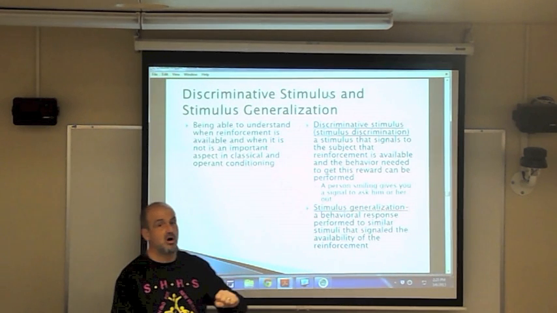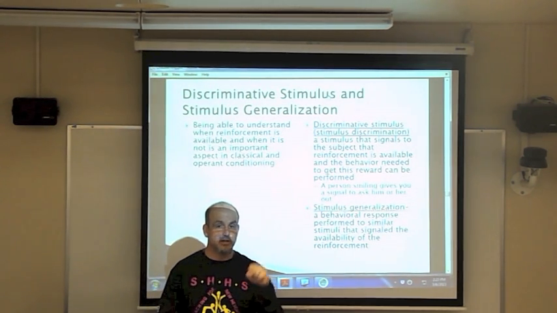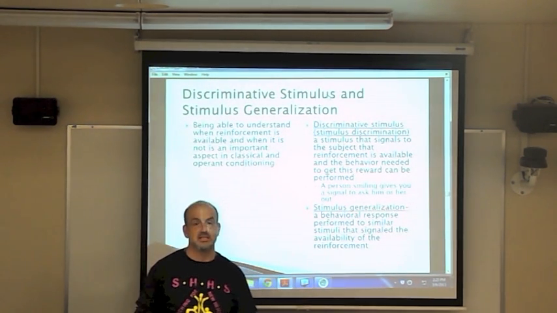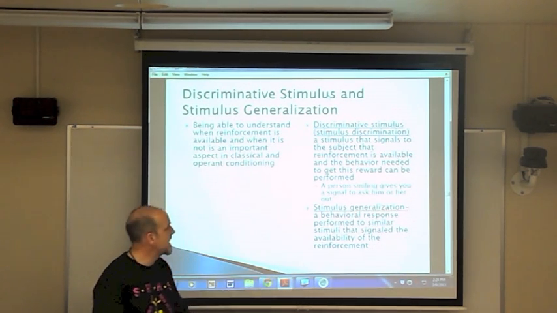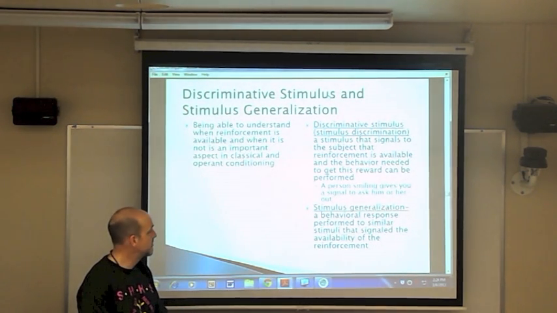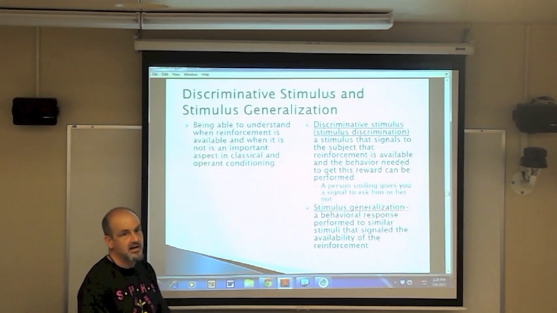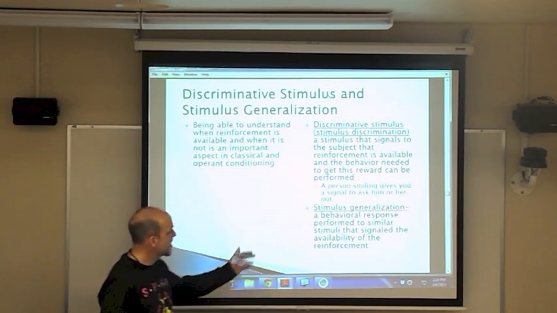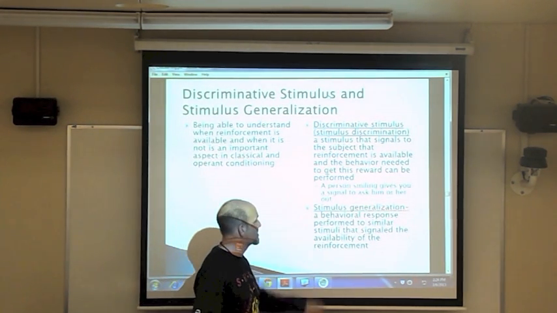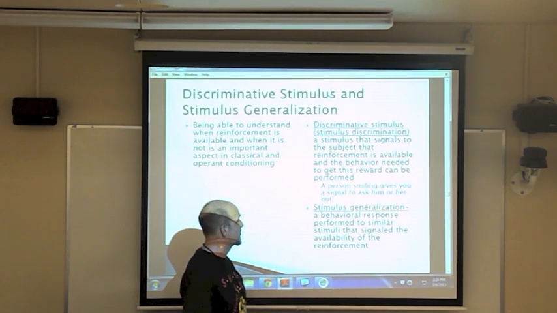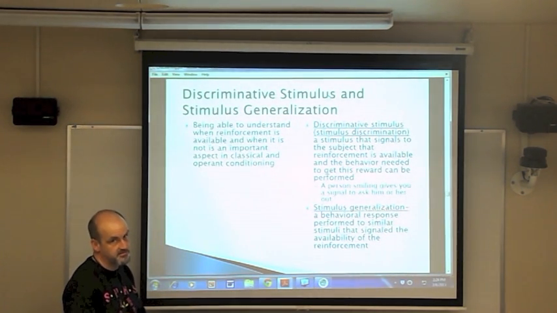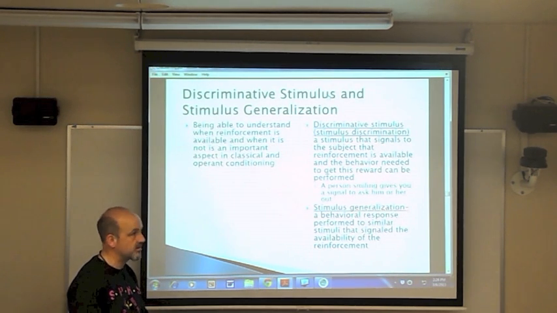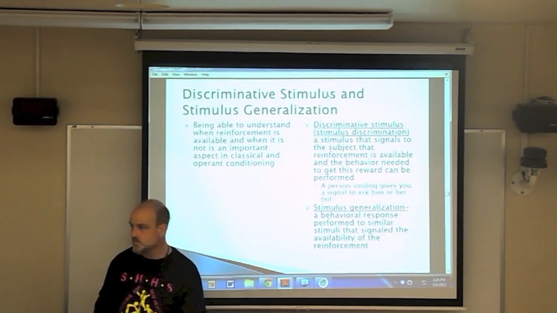A dad reaching into his wallet to grab money is a signal that you're going to get reinforced. The teacher shutting their book is a signal that reinforcement of being done with class is going to come. Now, a person smiling gives you a signal to ask him or her out. Most of you mess that up, but that's interesting. Now, stimulus generalization: a behavioral response performed to similar stimuli that signal the availability of the reinforcement. So in other words, a smile can be a number of signals for reinforcement. They like you, they want to go out with you, and so on.